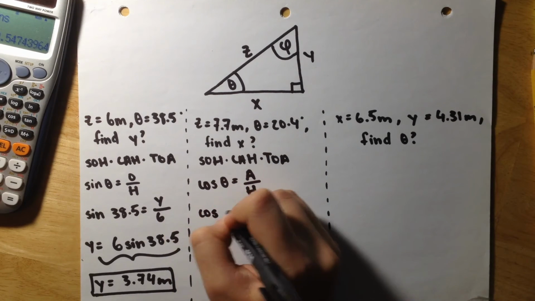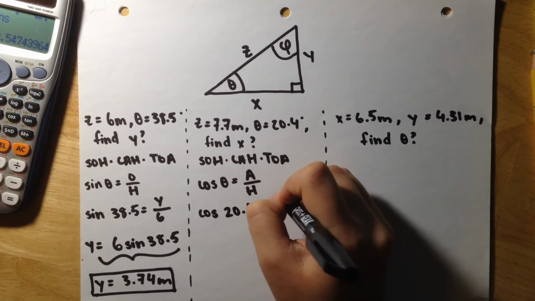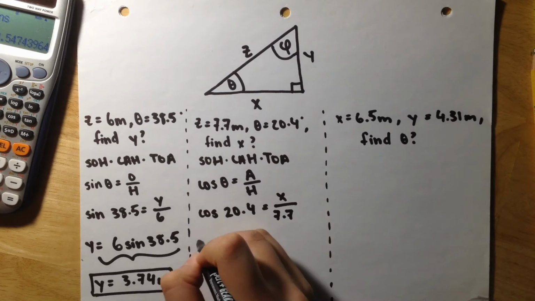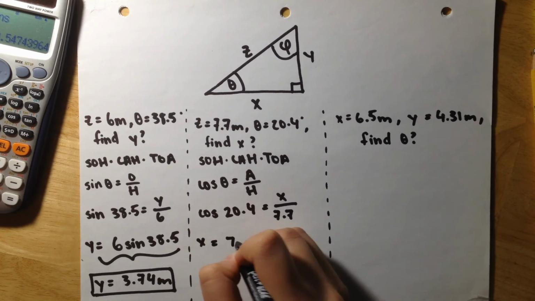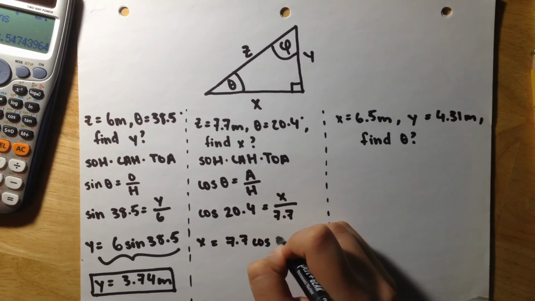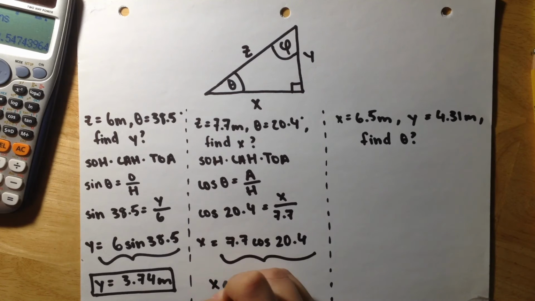So cosine 20.4 is equal to the adjacent x, which we need to find, and the hypotenuse, which they gave us to be 7.7. Rewriting this, x is equal to 7.7 times the cosine of 20.4, and we can put this into the calculator, and we get for x 7.22 meters.